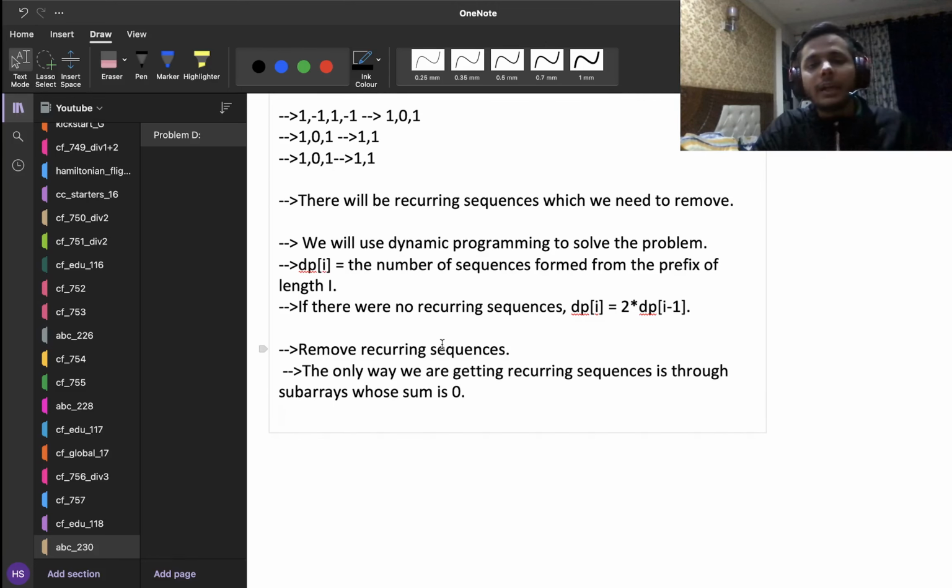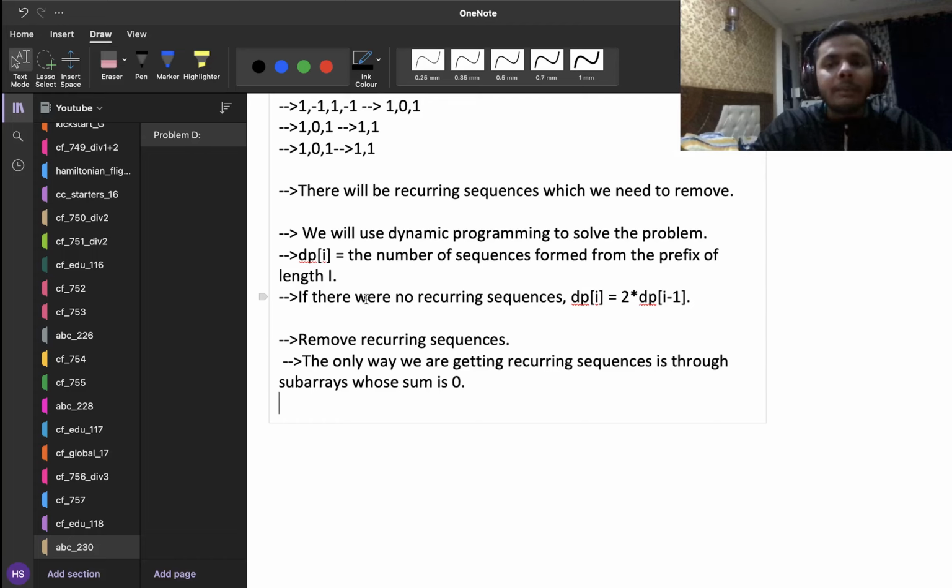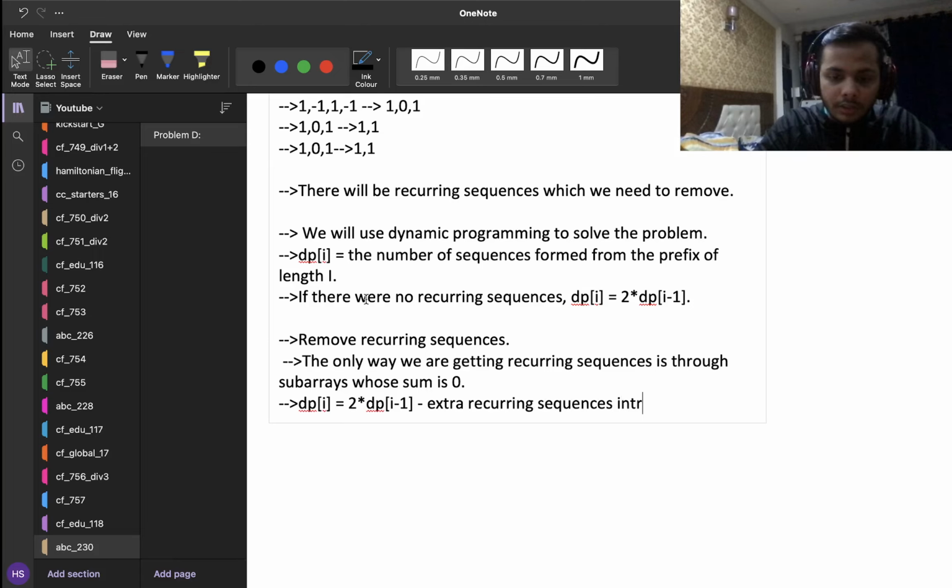So yeah, now again, the definition of dp of i is the same, but we'll try to make transitions in a different manner. Obviously, dp of i will be 2 times dp of i minus 1. So dp of i is equal to 2 times dp of i minus 1 minus extra recurring sequences introduced by the ith element.